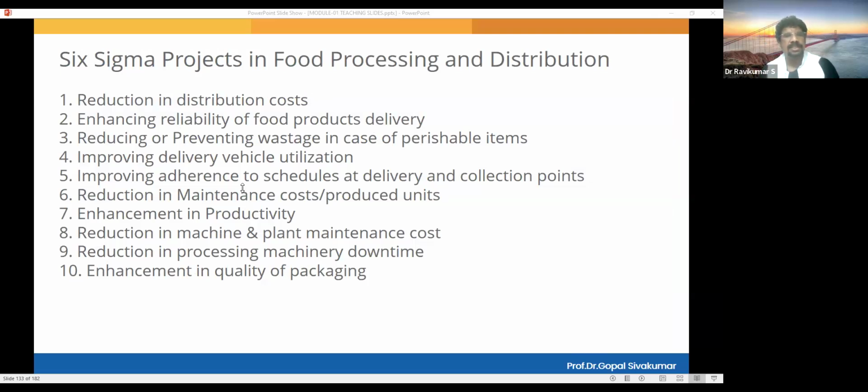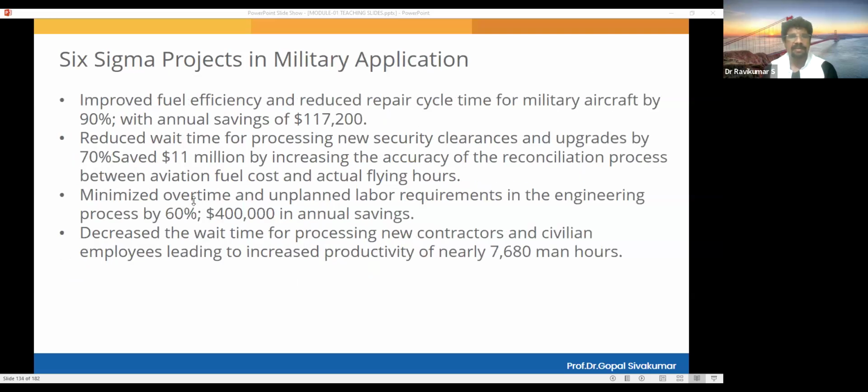These are the list of Six Sigma projects in food processing and distribution. Okay, reducing the distribution costs. See, nowadays a lot of people are ordering food through Swiggy and Zomato on the online platform, but the distribution cost is more, delivery cost is more. So how to reduce it? Similarly, you can do a lot of Six Sigma projects in every field. Here you can see in military applications.